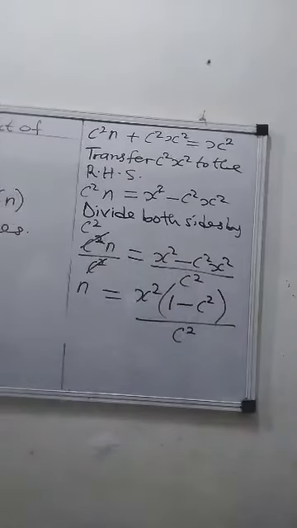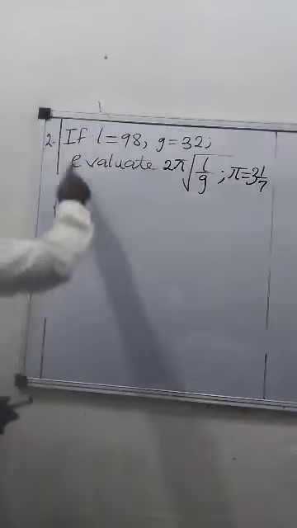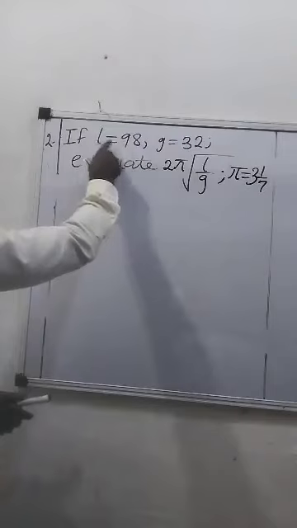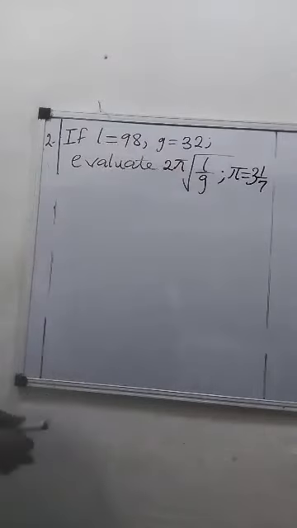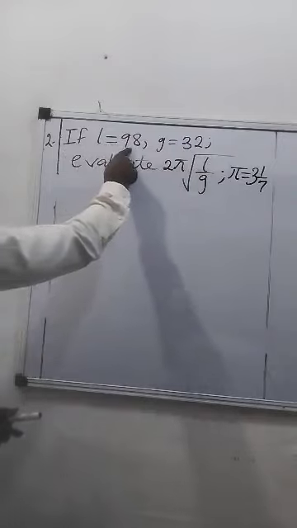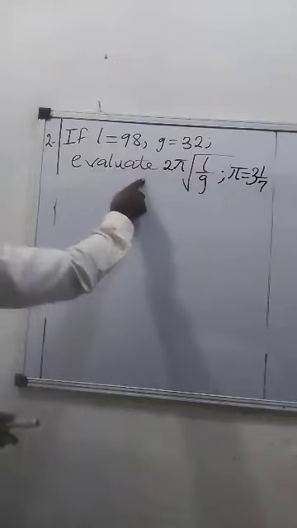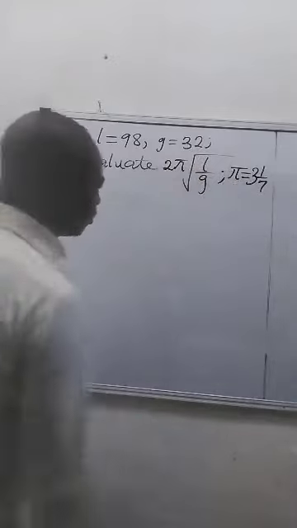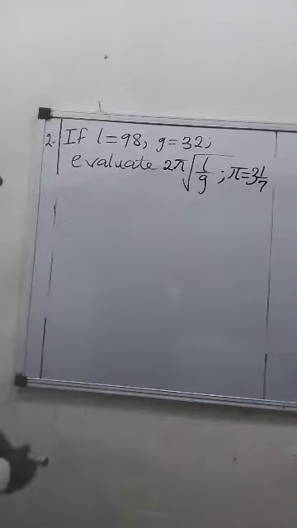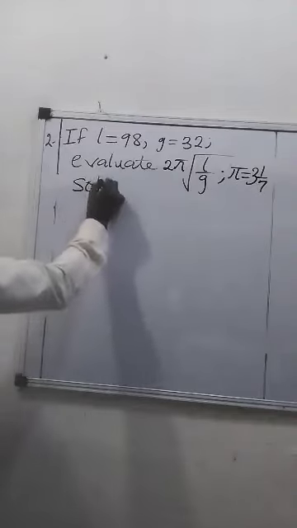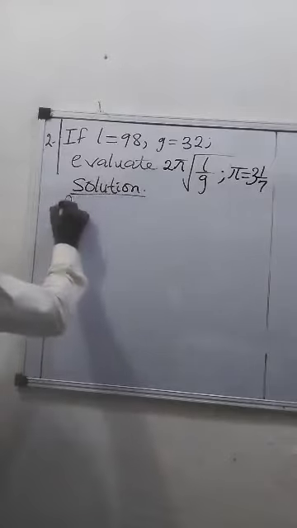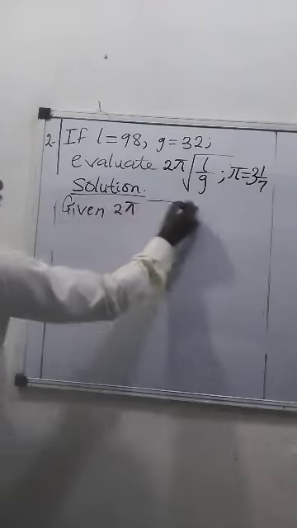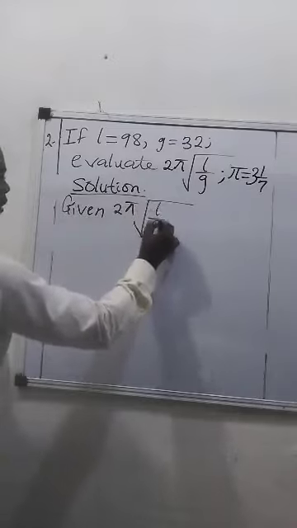Example number 2. This example is substitution. We are going to substitute the values of these letters into the question given. If L equals 98, G equals 32, evaluate 2 pi root L all over G, and pi is 3 and 1 over 7, 3 whole number, 1 all over 7. So solution, given 2 pi root L all over G.